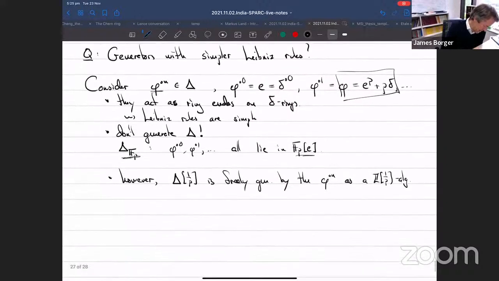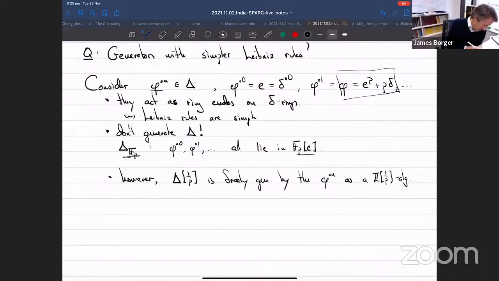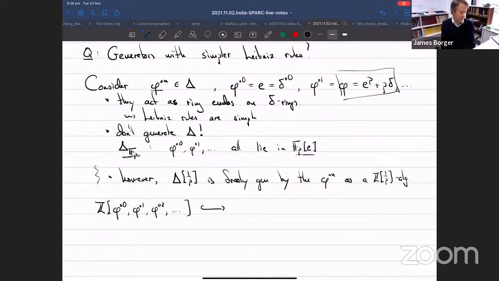Okay, so let me say what this means. We have a polynomial algebra on infinitely many generators. And this is not so hard to prove. In fact, I think I mentioned it earlier. You just prove it by induction. The point is that if p is invertible, knowing phi and delta is equivalent information. You can go back and forth between them because you can divide by p. So you prove it by induction.